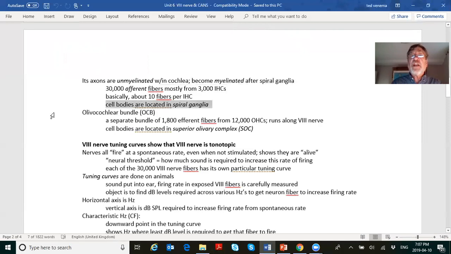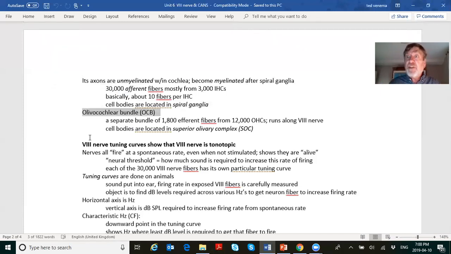Now, what innervates the outer hair cells? It's a separate nerve, and it goes along the eighth nerve, but in the opposite direction. Okay, it goes from the brain to the outer hair cells. It's an efferent motor nerve to make the outer hair cells stretch and shrink, to make the outer hair cells amplify and sharpen the traveling wave. Okay, and that's called the olivocochlear bundle. It goes from the brain stem back to the cochlea.